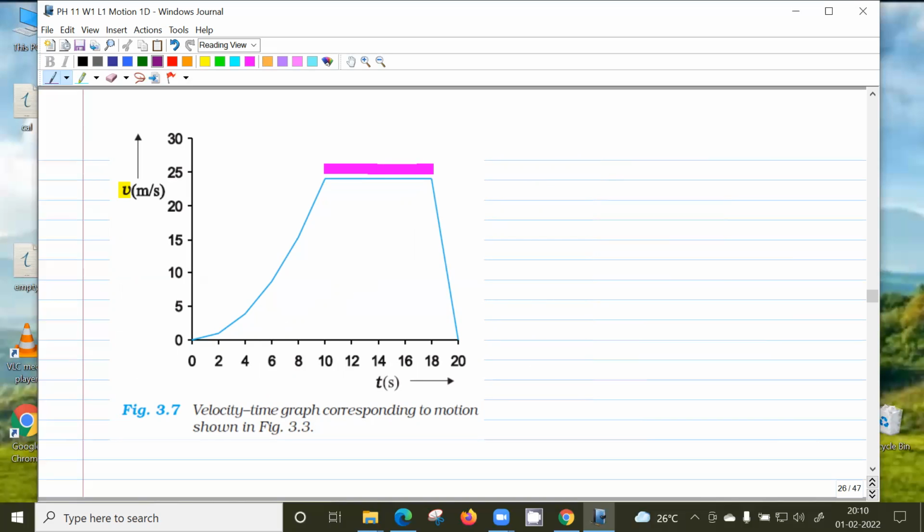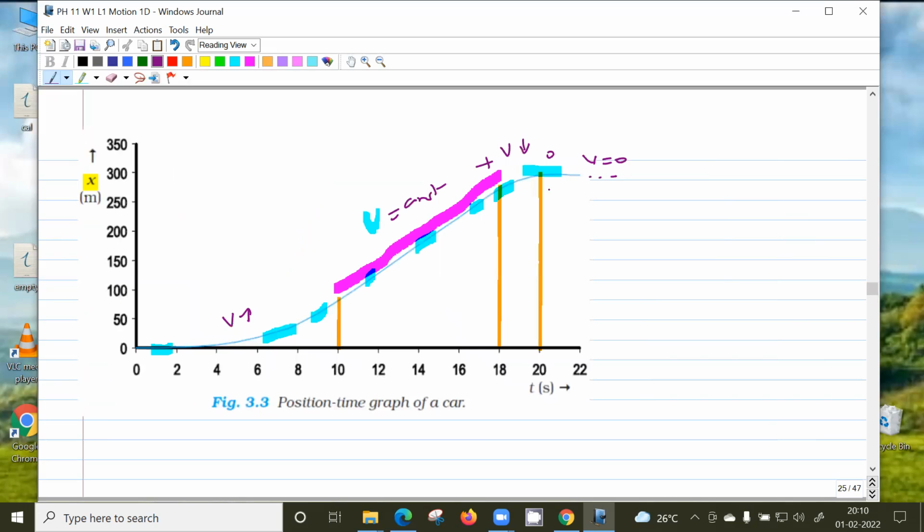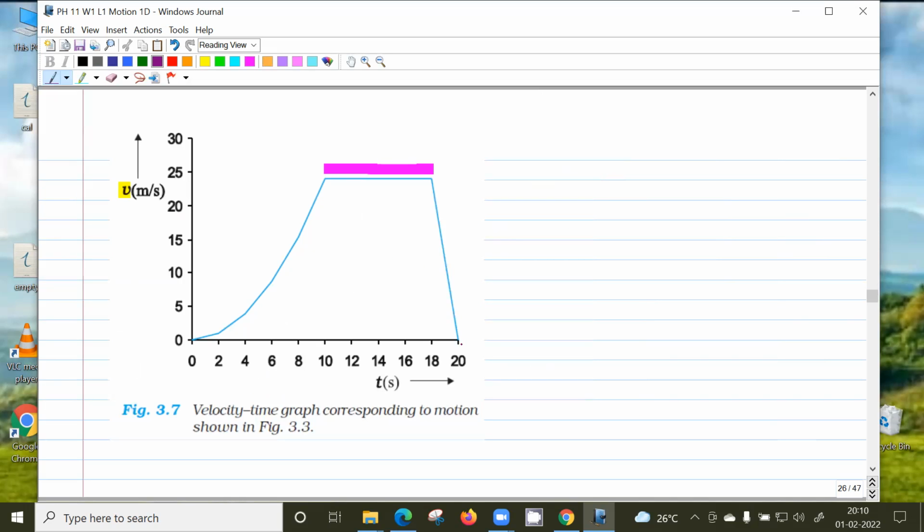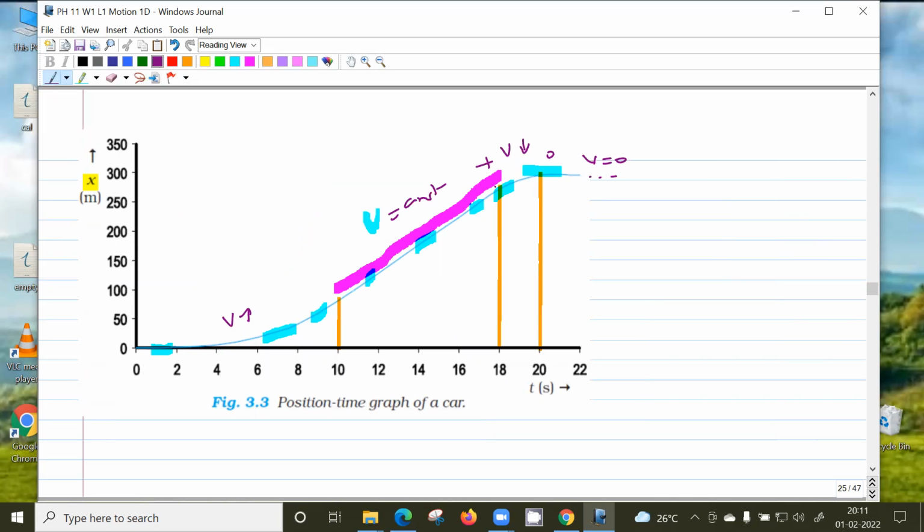But in the displacement graph, at 19 seconds, the velocity is increasing. Speak clearly. If you see the displacement graph, at 19 seconds, the velocity is increasing. Yeah. At 20, it is becoming 0. But we have drawn that in the velocity graph. Point is right. See, up to 18, it is constant. From 18 to 20, it is decreasing. At 19 seconds, it seems like it is increasing almost.